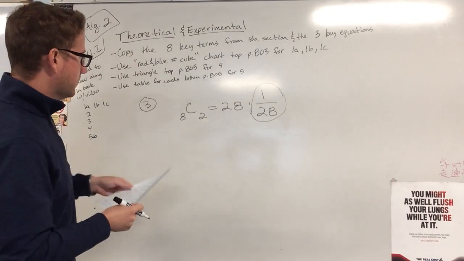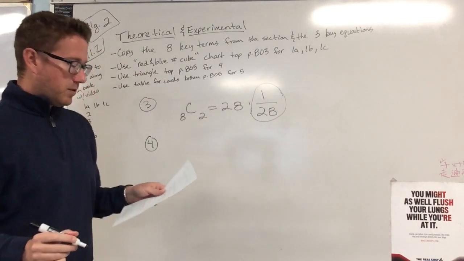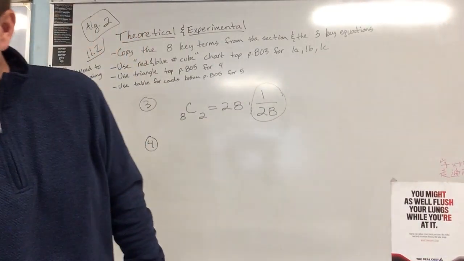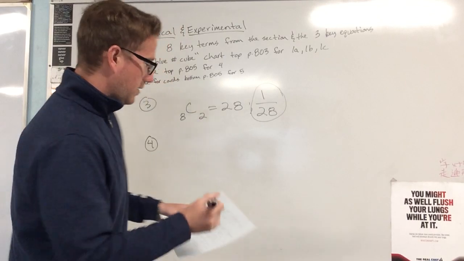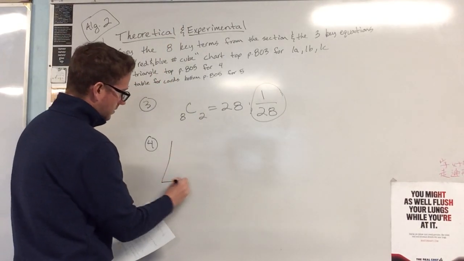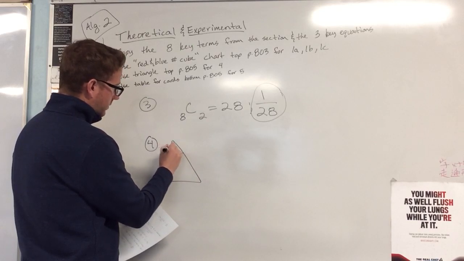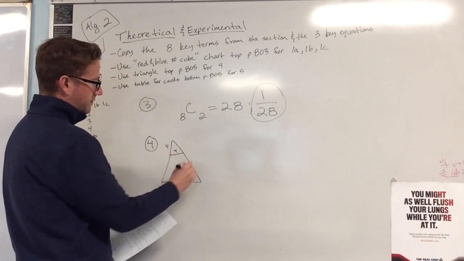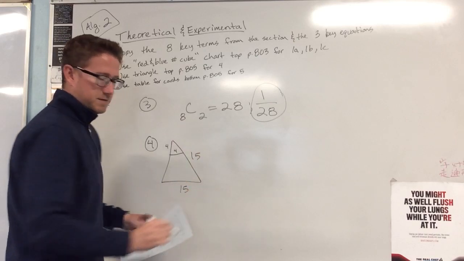Let's move on to number 4. I'll leave this one up there. Number 4 deals with a little bit of geometry. Trust me, not difficult geometry. All right, we got a triangle. We got a smaller triangle right at the top. The little triangle is a 4 by 4. The big triangle is a 15 by 15.